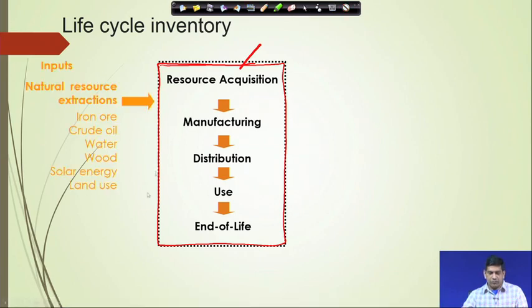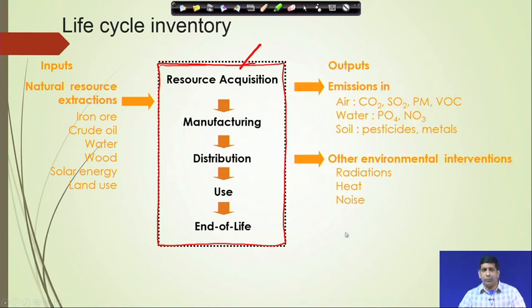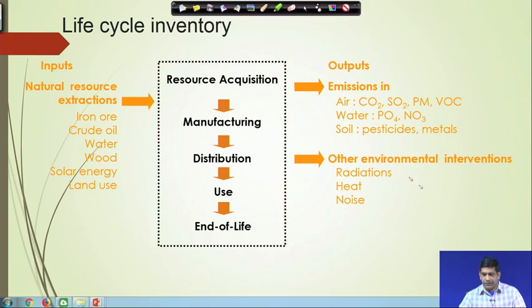We have the input, which is the natural resource extraction. This is again not an exhaustive list, just some examples: iron ore, crude oil, water, wood, solar energy, land use. All these are input, and then output is emissions: air emissions, water emissions, soil emissions, and also some other environmental interventions in terms of radiation, heat, noise. All these are our output. As part of the LCA exercise, we need to quantify all these numbers and try to relate them to environmental impact. That is what I will show you how it is done.